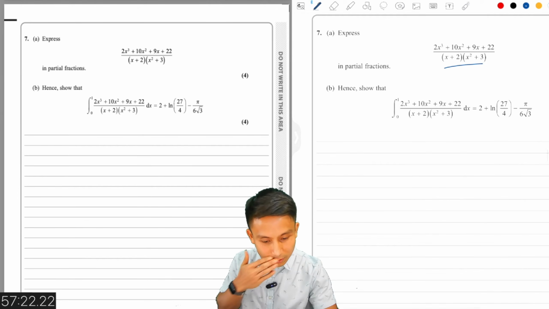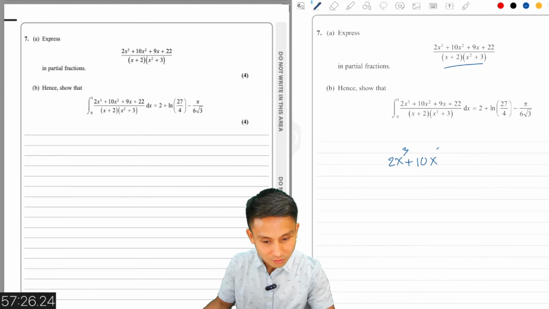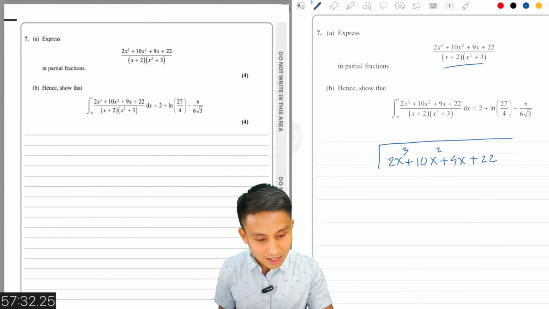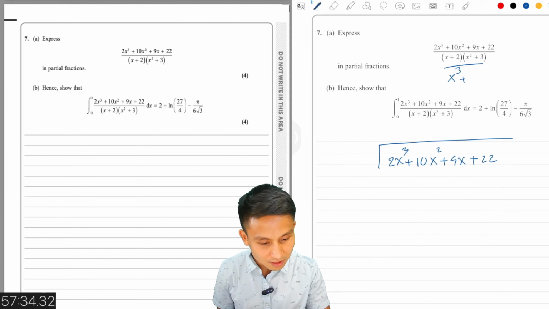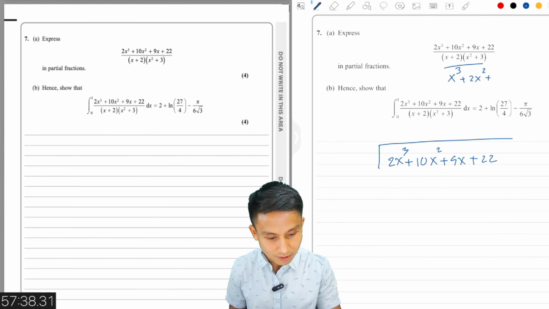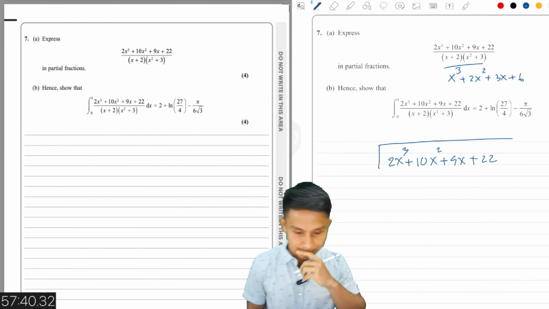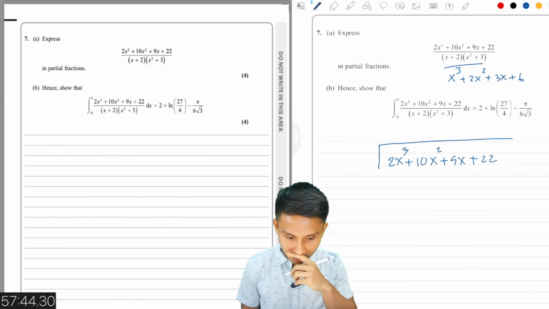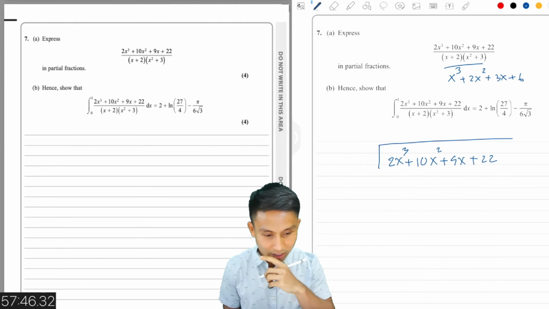So when I multiply out this, I'm going to have 2x cubed plus 10x squared plus 9x plus 22. I need to hurry up. My time is running out. So multiplying that out, I get x cubed plus 2x squared plus 6. No, plus 3x first and then plus 6. Let me check that. Don't want to make any mistake again along the way here.